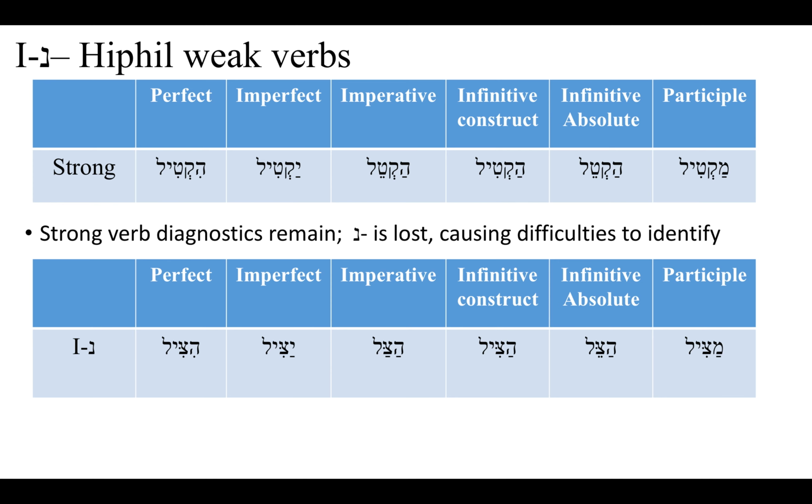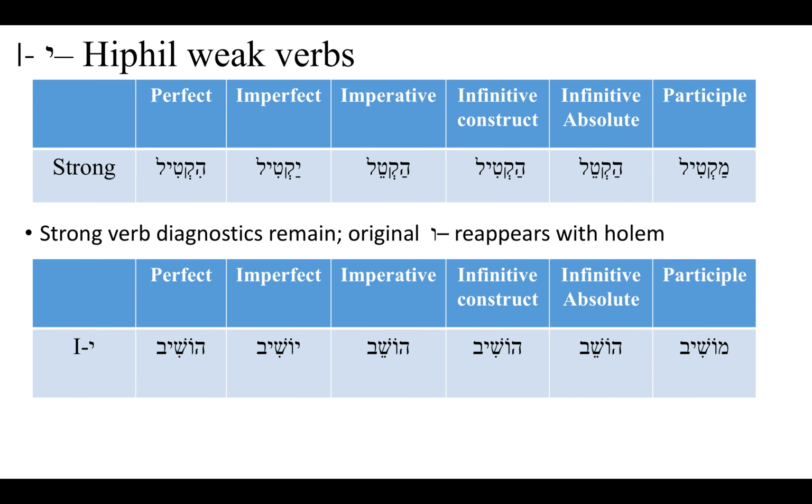Infinitive construct stays mostly the same. Infinitive absolute stays the same. Participle stays the same, with the exception of losing the nun in all of these forms. So the nun has been doubled. It's now present as a dagesh forte in the tzadi in this root. So the root for this verb that we're looking at is natzal, nun, tzade, lamed. So these roughly mostly stay the same, with the exception of the loss of that nun, which becomes a dagesh in the tzadi in R1.